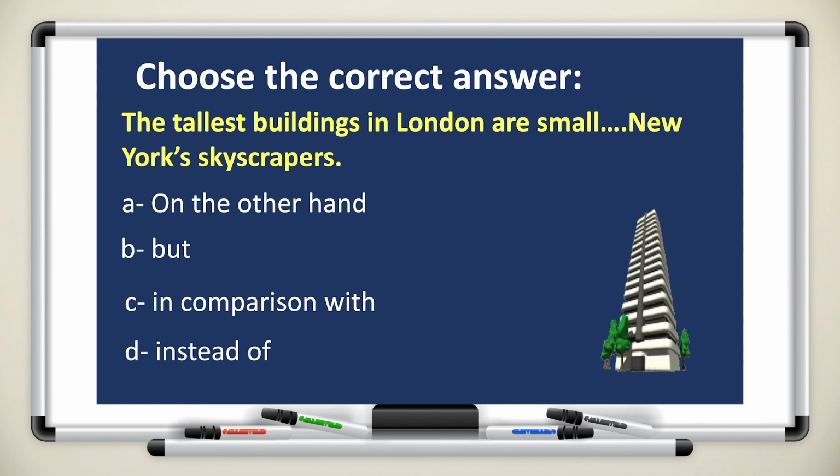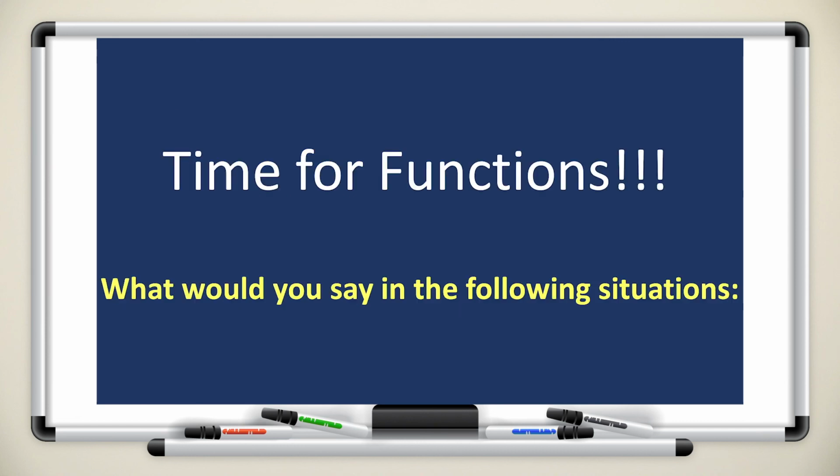And that brings us to the next question. The tallest buildings in London are small, New York skyscrapers. What am I doing here? Comparing, contrasting, what do you think? I'm comparing, so I'll say the tallest buildings in London are small in comparison with New York's skyscrapers. Excellent.